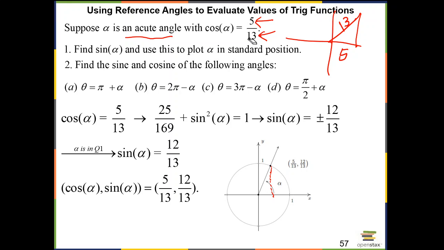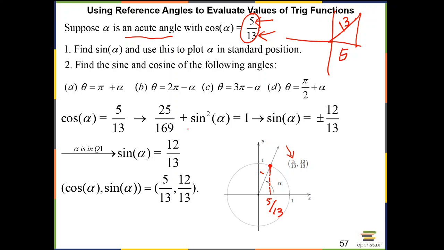Another way to think about it is to think about the unit circle like I did here, right? In the unit circle, cosine is x. That means this whole thing is x, and r is always 1, of course, in the unit circle. So we're going to say the x coordinate of this point is 5 over 13. That's cosine.